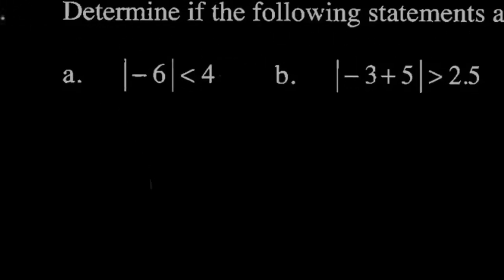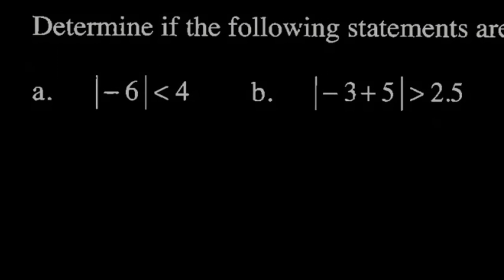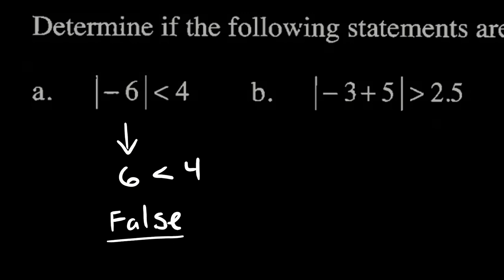So this first thing, you can see it's the absolute value of -6. Well, the absolute value of -6 is just the number 6. And this says 6 is less than the number 4. 6 is less than 4. That is false. There's just no way that's going to be a true statement. So the first one, A, is false.